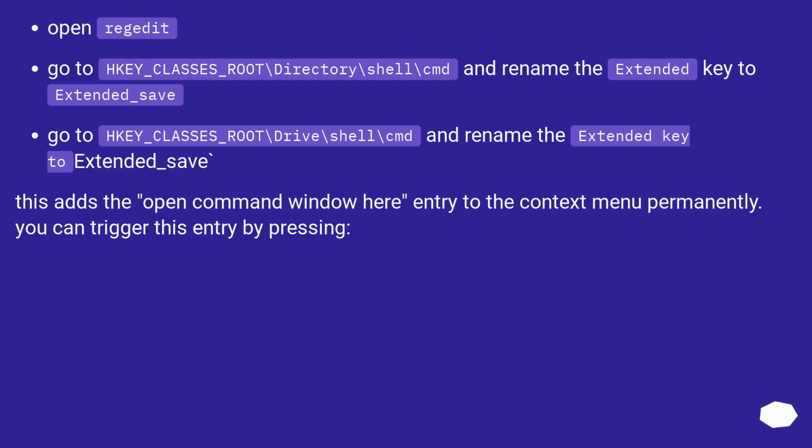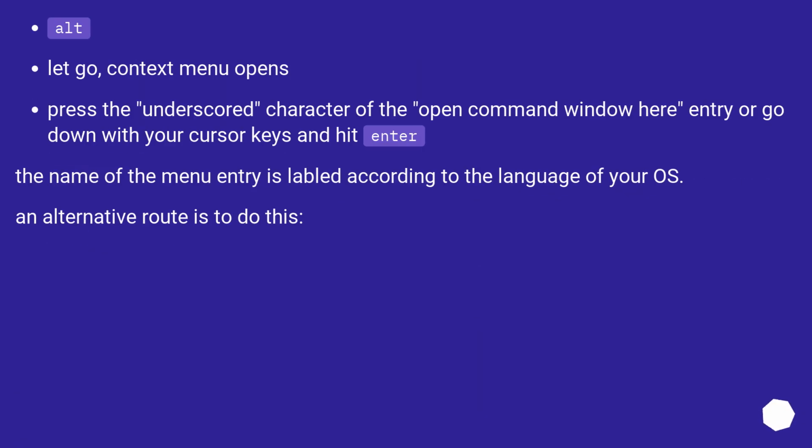You can trigger this entry by pressing Alt. Let go, and the context menu opens. Press the underlined character of the Open command window here entry, or go down with your cursor keys and hit Enter. The name of the menu entry is labeled according to the language of your OS.